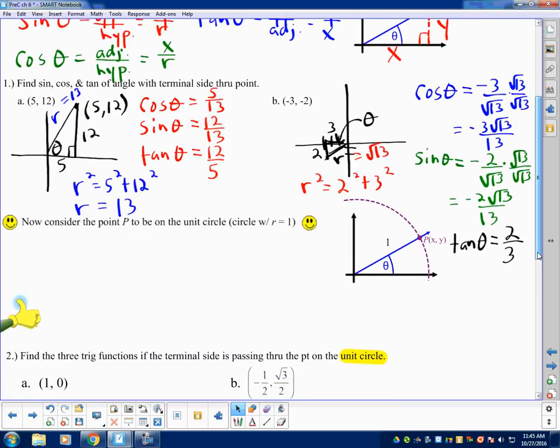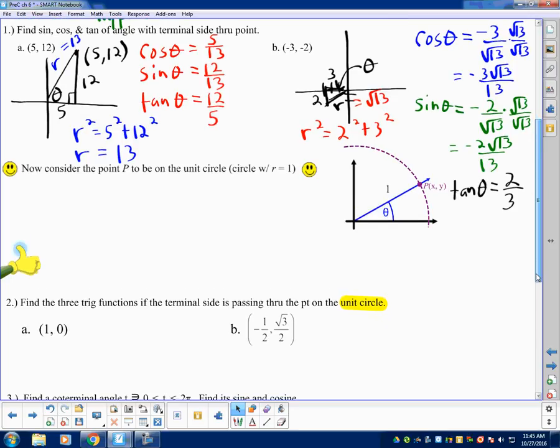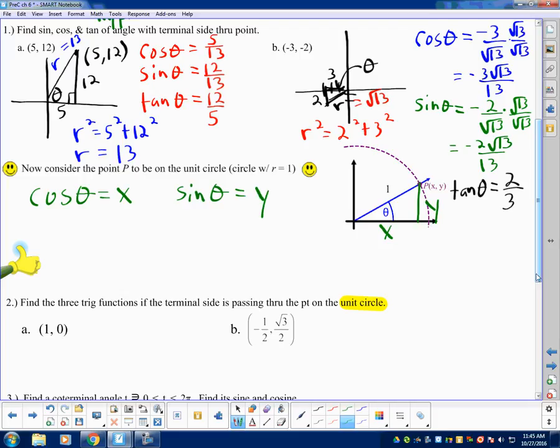Yeah, relates to vectors. All right, so now consider, and we've already done this before, the point P to be on the unit circle with the radius equal to 1. Well, that's convenient because when the radius is equal to 1, then cosine of theta is exactly equal to x, and sine of theta is exactly equal to y.